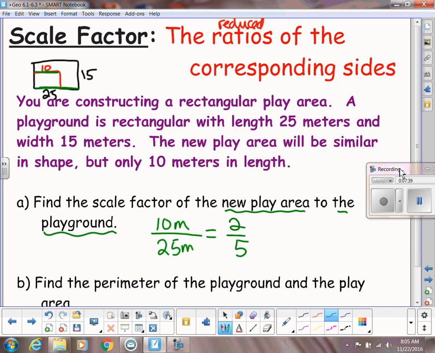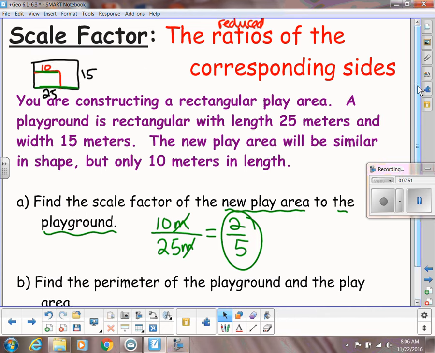Notice that when I write my ratio, I'm not writing my meters anymore. If I start with meters, remember those are the same units, so they cancel out. And this is my ratio. So my new play area is 2/5 of the whole playground.